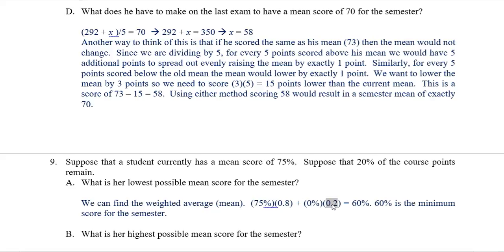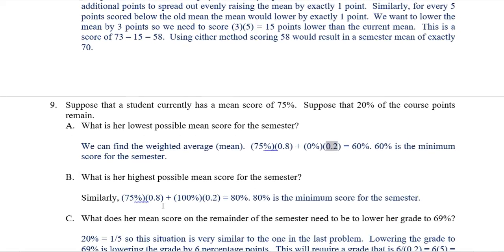Well, the highest would be if she makes 100% on what's left. So that would be 0.75 times 0.8 plus 100%, or 1, times 0.2, which would be a total of 0.8, or 80%, is the, that should say maximum. So 80% is the maximum score for the semester, 60% is the minimum for the semester, and she's currently somewhere in between those at 75%.